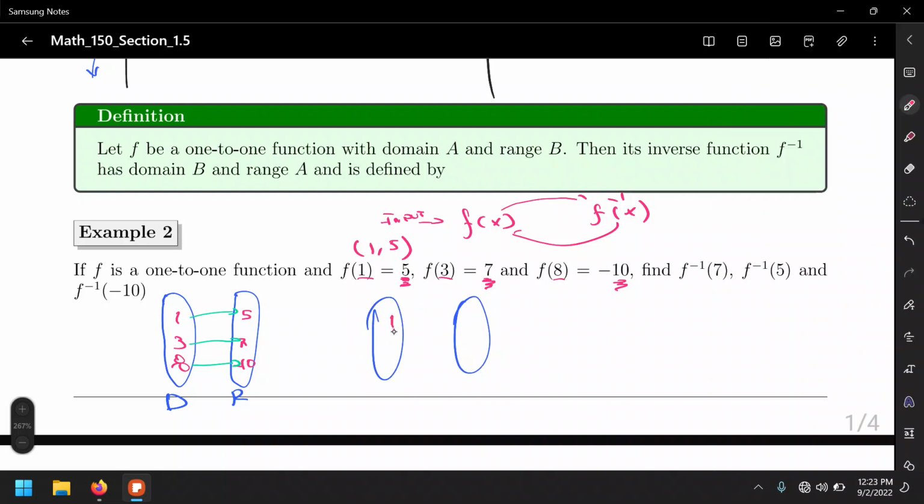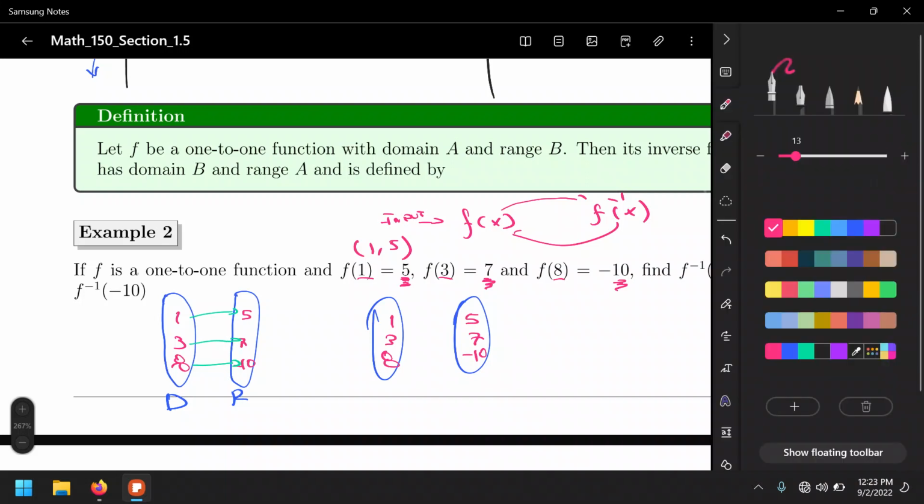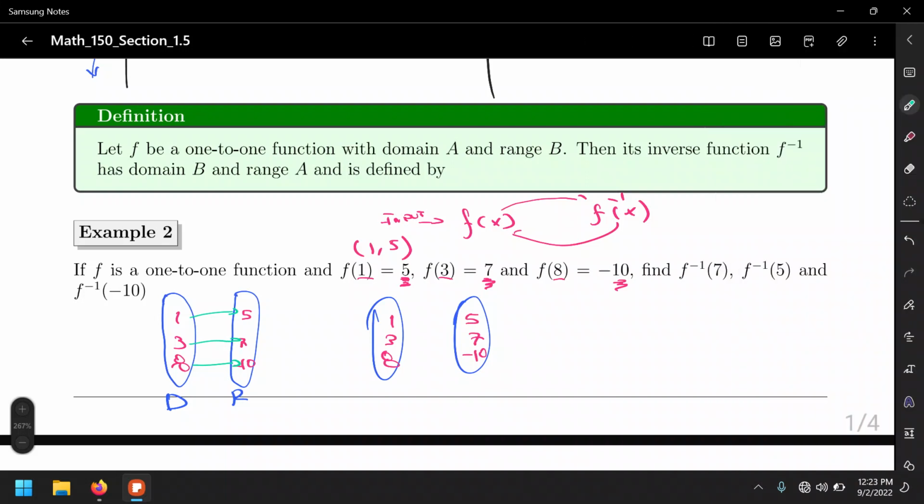And 1, 3, 8, 5, 7, and negative 10. So, they're asking us for the inverse function of 7. Well, from the ordered pairs, the number 3 took us to the number 7. The inverse process is telling us that the 7 is going to take us back to 3. Okay, so let's point that with an arrow here. So 7 goes back to 3.